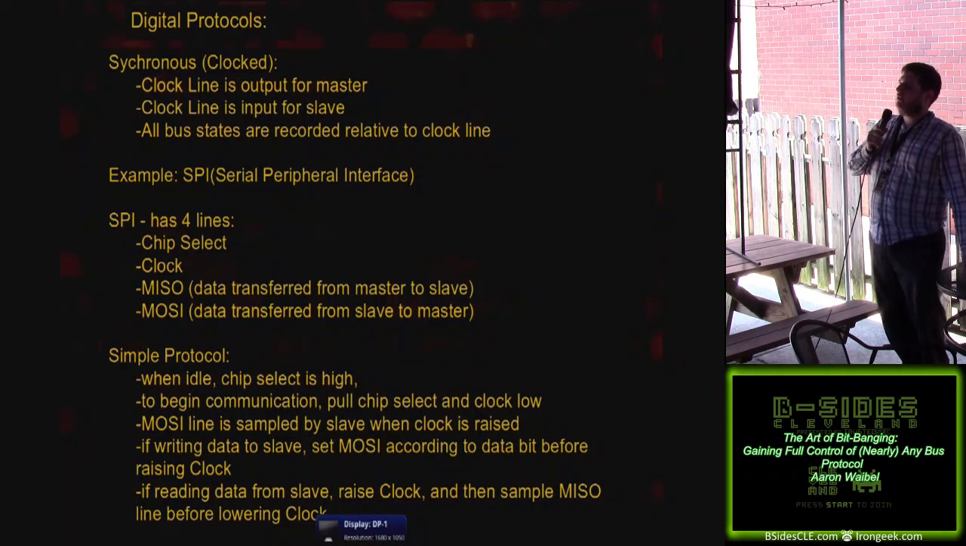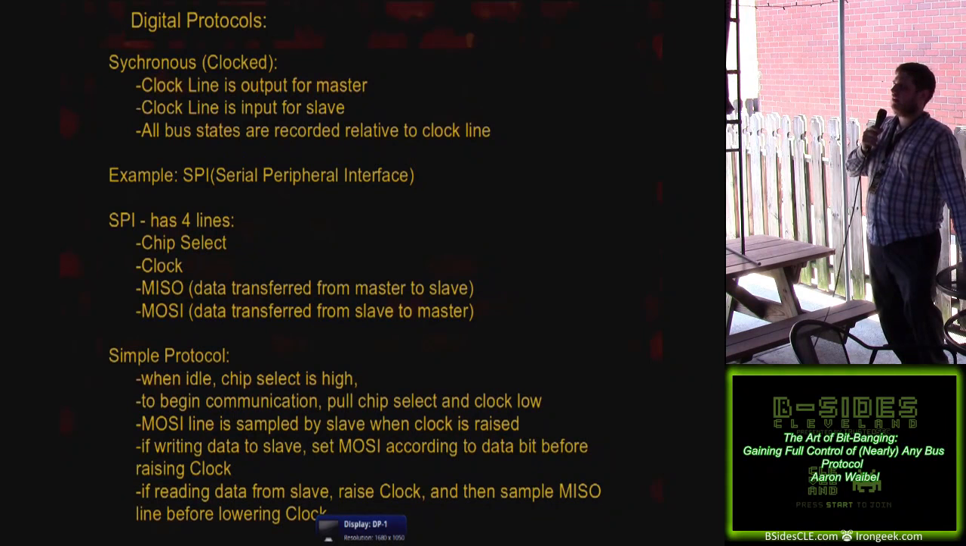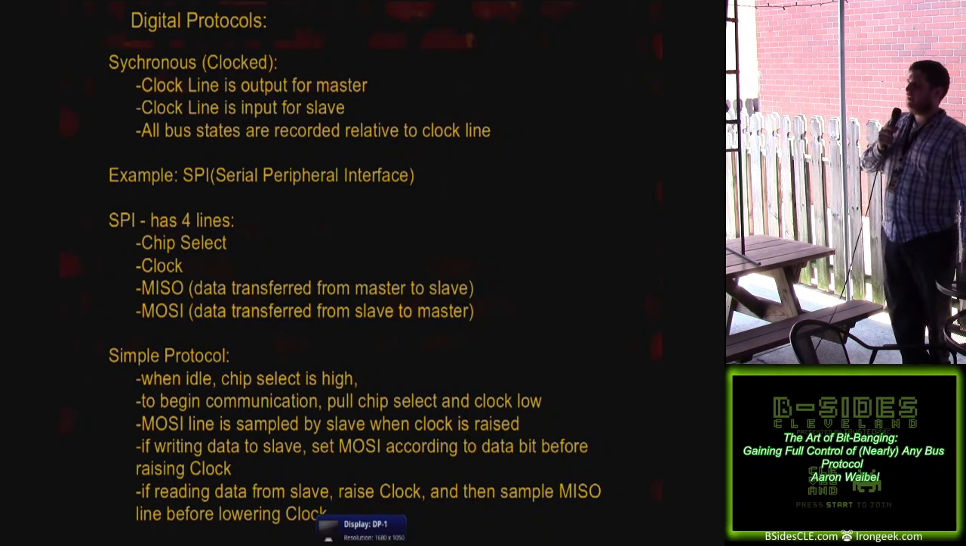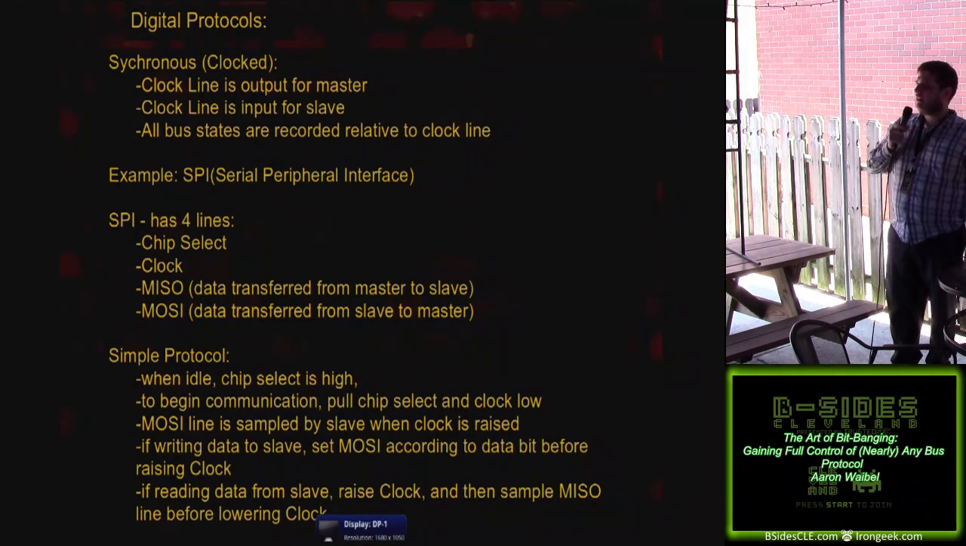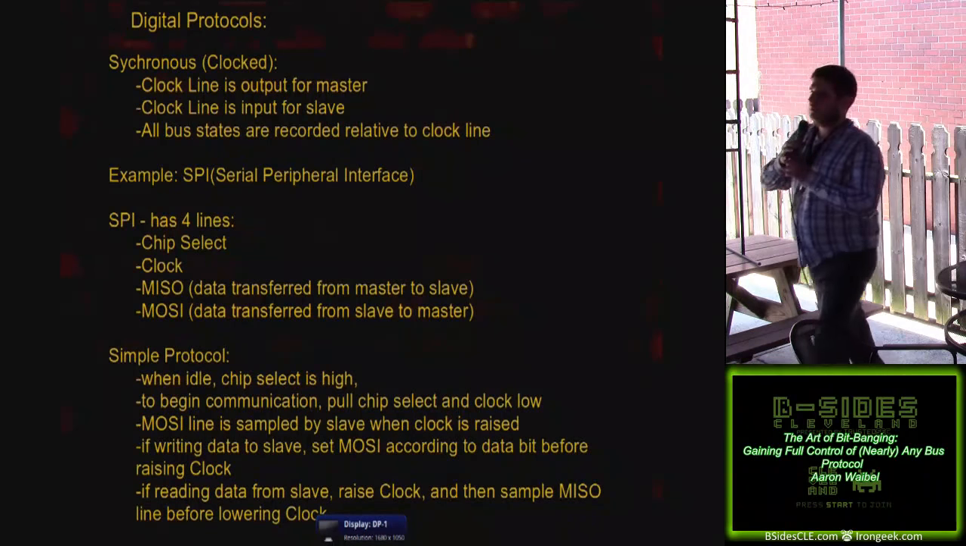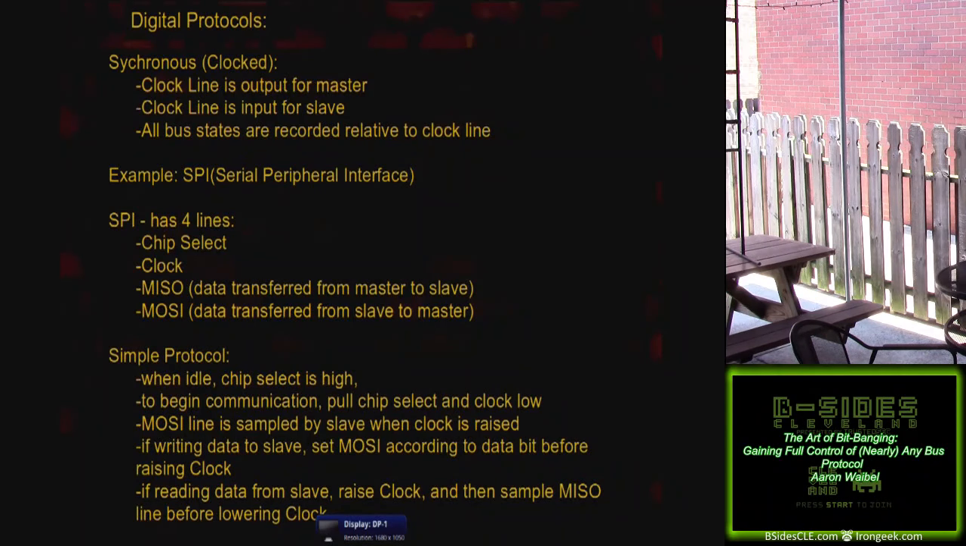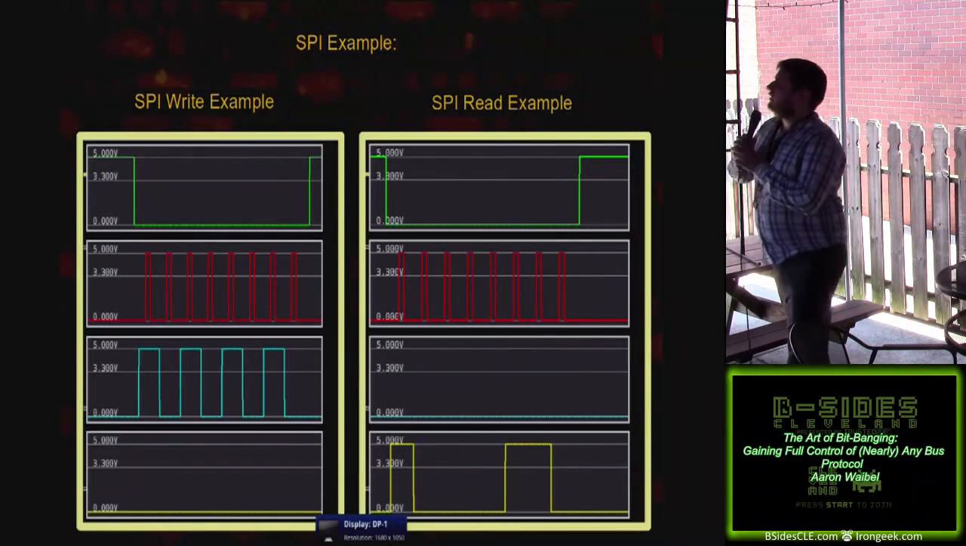There's several protocols like this. If you're going to start bit banging, I would recommend going with SPI. It's the simplest protocol to bit bang. It has four wires and it's really straightforward. We'll look at an example of it here. Actually, let me jump ahead while I explain this because I have a diagram over here.